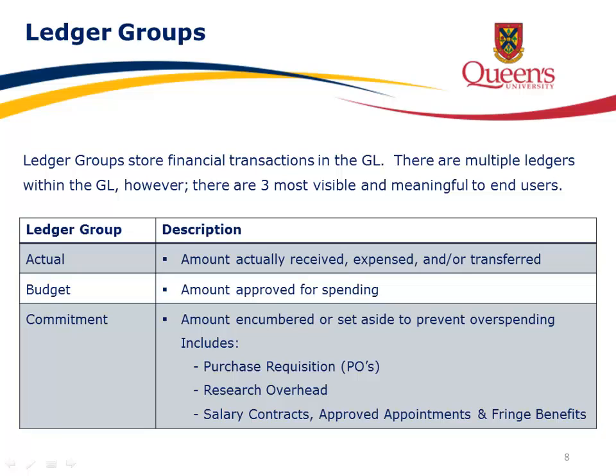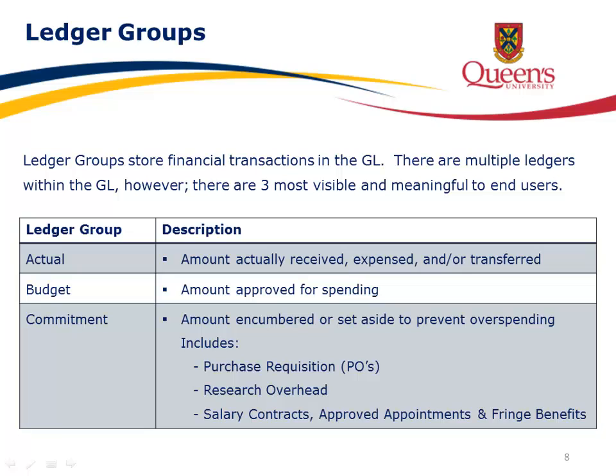Ledger groups store financial transactions in the GL. There are multiple ledgers within the GL, however, there are three that are most visible and meaningful to end users: actual, budget, and commitment ledgers. Transactions posted to the actual ledger are the amounts actually received, expensed, and/or transferred. The budget ledger reflects the amounts approved for spending. The commitment ledger represents encumbrances, the amounts set aside to prevent overspending.